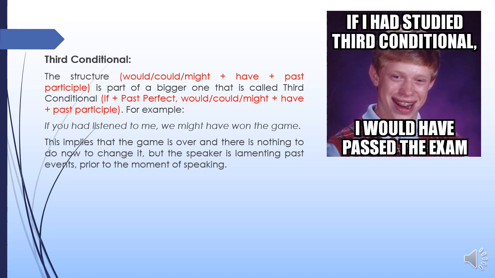What does third conditional express? Which state or which truth does it express? This sentence implies that the game is over and there's nothing you can do now to change it. But the speaker is lamenting past events prior to the moment of speaking. So basically now, what's done is done. This cannot be fixed. Nothing can change. Time has passed. But if anything had been different, the outcome might have been different as well.